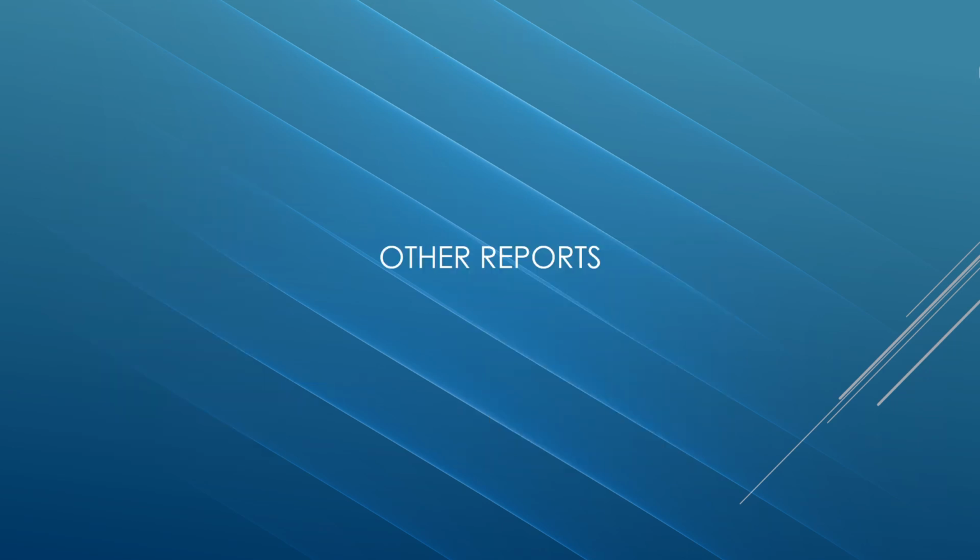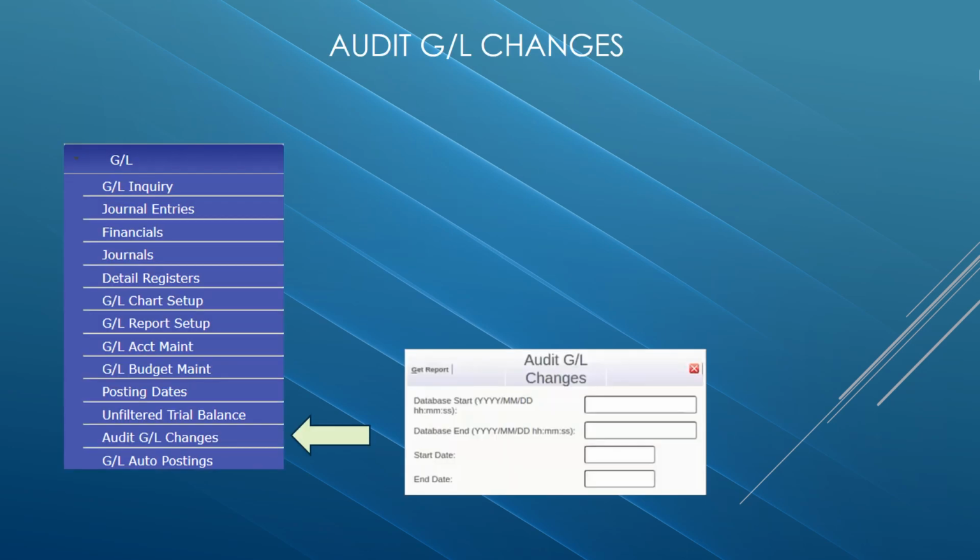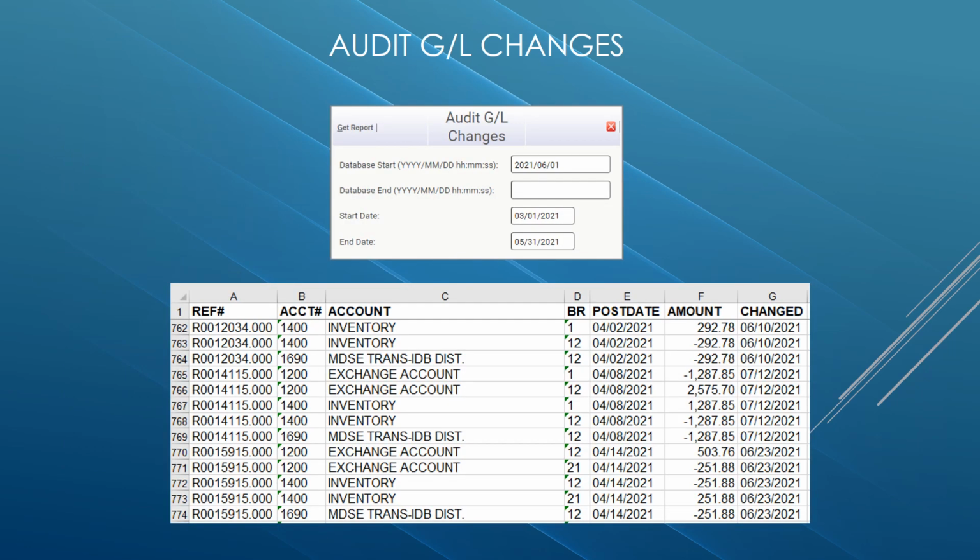Other reports. The Audit GL Changes report can be useful for identifying cases where you believe someone has posted or altered a transaction in a period that should have been closed. A telltale would be a change that occurred to the database within one period that affected a different period. Here's an example audit that looks for any changes that occurred from June 1st till now that affected transactions between March and May.